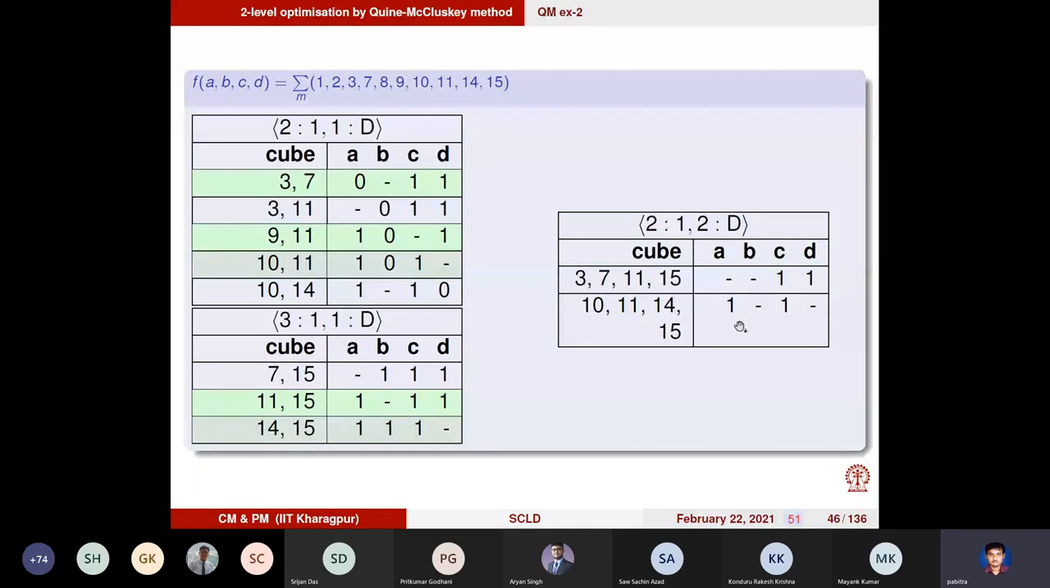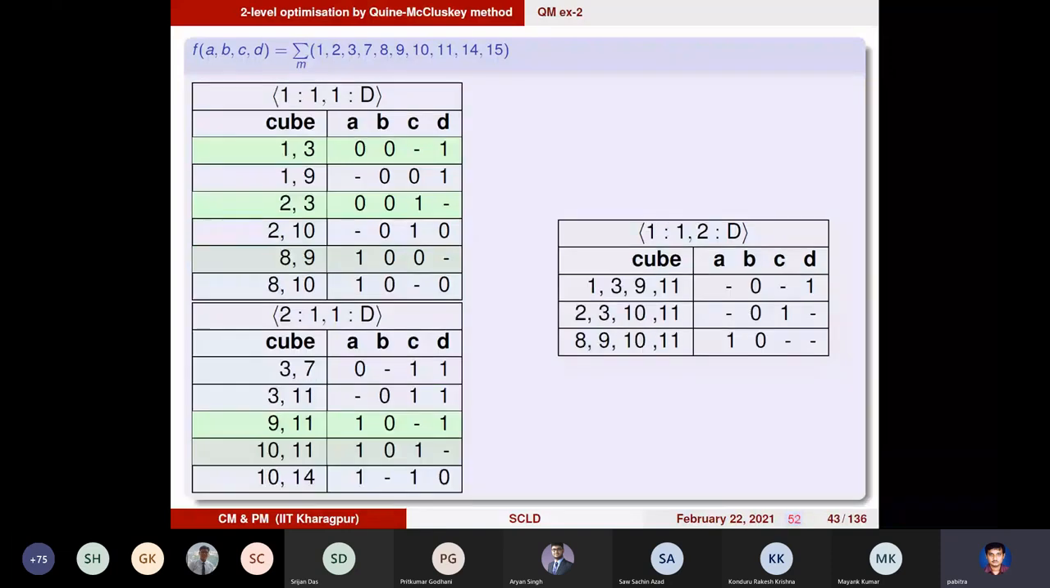By the way, 10 14 means the minterm 10 plus the minterm 14, which will get reduced to A, C, D bar. The B variable will be dropped. So if the cube is of size 2, one variable will be dropped. If the cube is of size 4, two variables will be dropped.